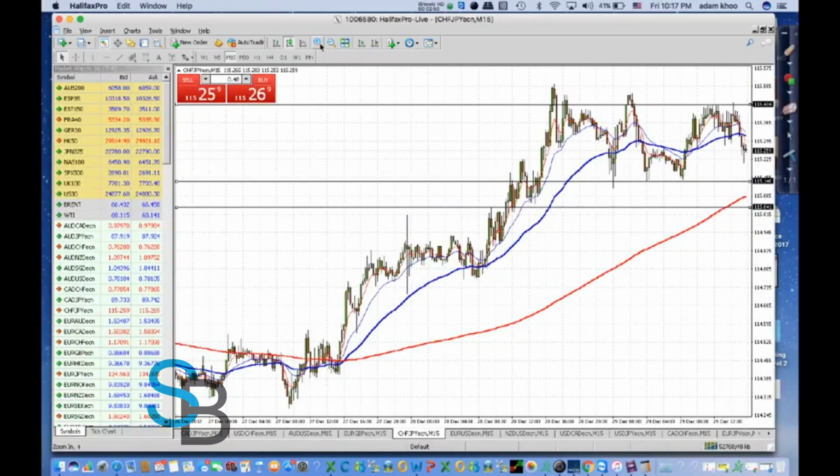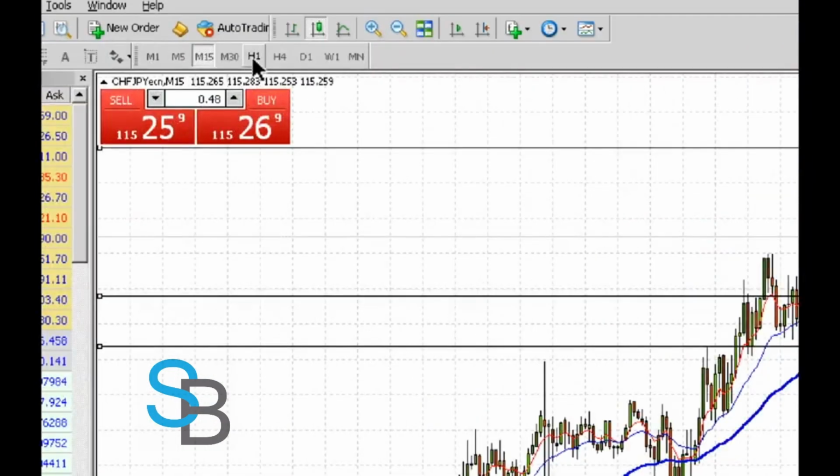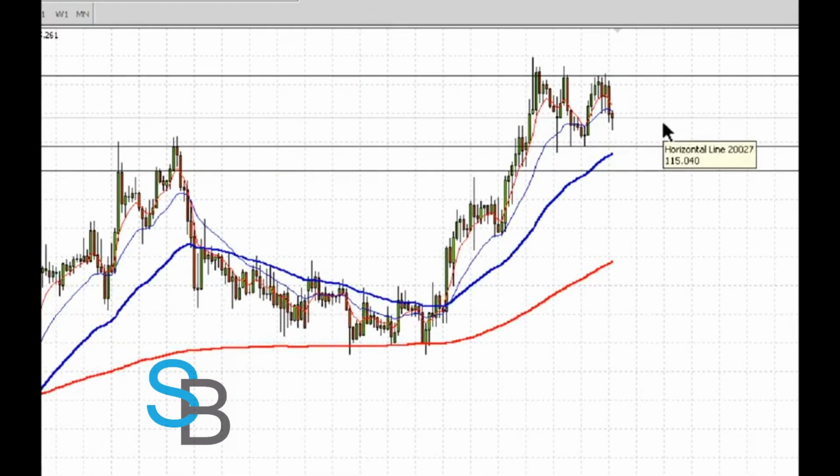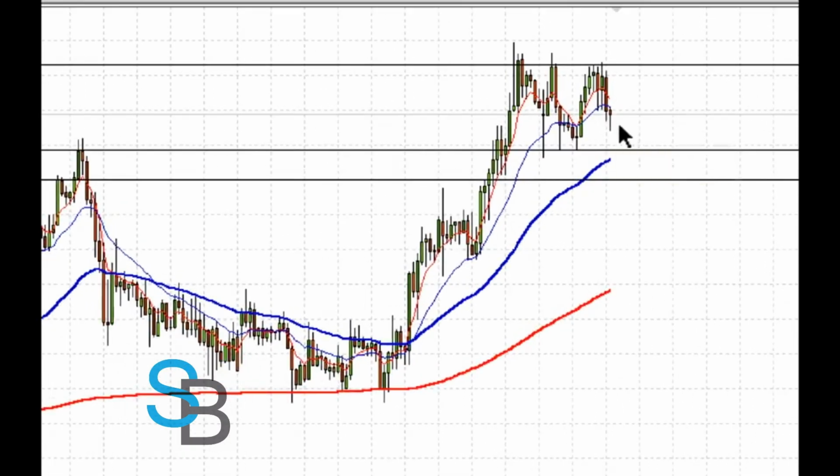Okay. Now at the same time, let me check the hourly candle. So go to H1, and you can see on the hourly candles, it is also a clear uptrend, with the 18 EMA above the 50 EMA above the 200 SMA.